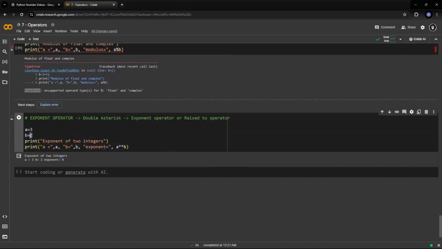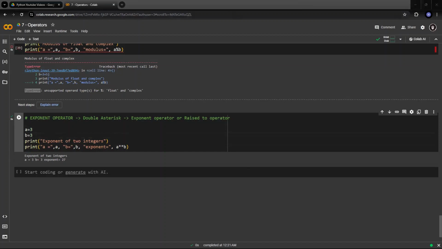The number of times 3 would be multiplied will depend on the exponent number, which is the raised-to number. So here the second part is the raised-to number. So 3 raised to 2: 3 is multiplied 2 times. Then if I said 3 times, it would be 27. So 3 multiplied by 3 multiplied by 3. 3 into 3 is 9, 9 into 3 is 27. So this is how it happens. Integer into integer gives me an integer.